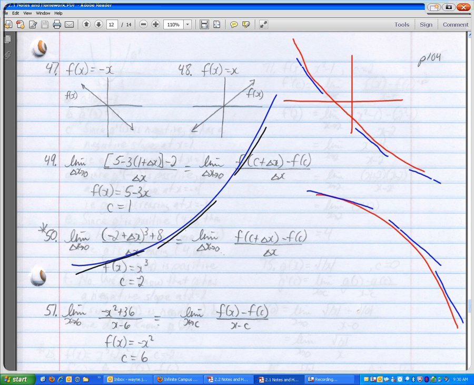Or, let's see if I can do this right. I always have trouble drawing one that's concave down, but I have to think about it for a minute. What if it looks like that? Slope's positive, slope's positive, slope's positive. As long as the function is increasing, the slope of the tangent is positive, and the derivative is positive.